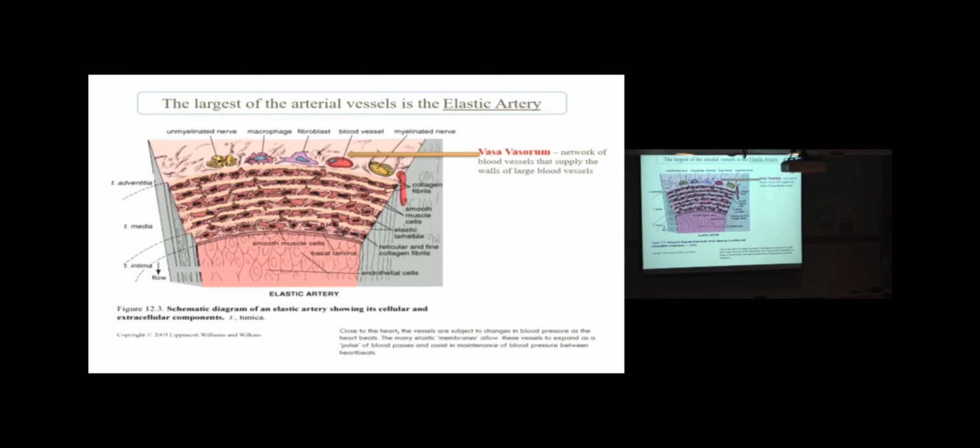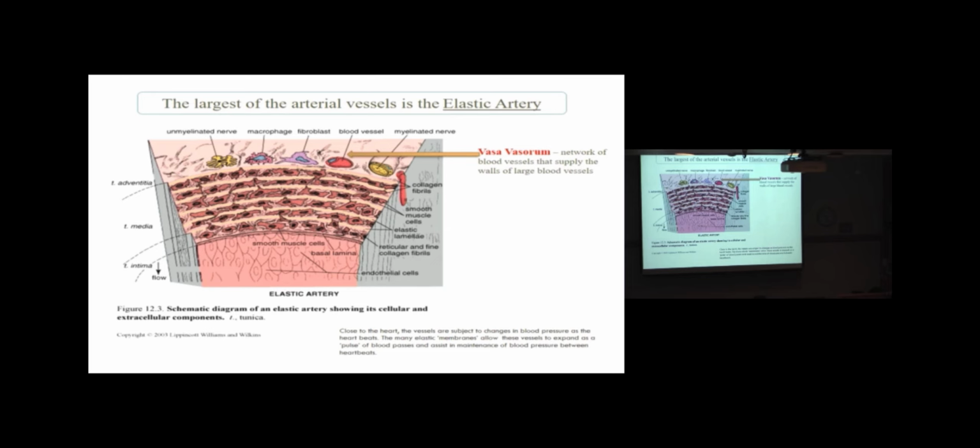So in the adventitia, it is largely connective tissue, lots of big collagen bundles, some elastic fibers which are much smaller than these. Typical things you see in connective tissue, maybe some macrophages, but you're also going to see nerves, and you're going to see blood vessels. And the blood vessels have a special name. They're called the vasa vasorum, so they're vessels of the vessels, and they supply nutrients to these large blood vessels, to the adventitia and the media.